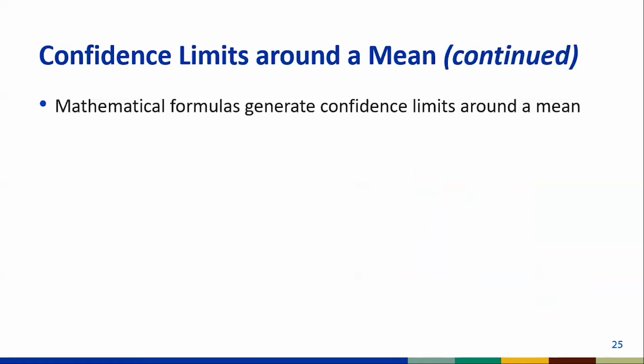Mathematical formulas exist for generating upper and lower confidence limits around a mean, based on the best fitting data distribution. Formulas also exist for data that do not conform to a specific distribution. This introduces two fundamental concepts emphasized throughout the guidance: parametric and non-parametric statistics.